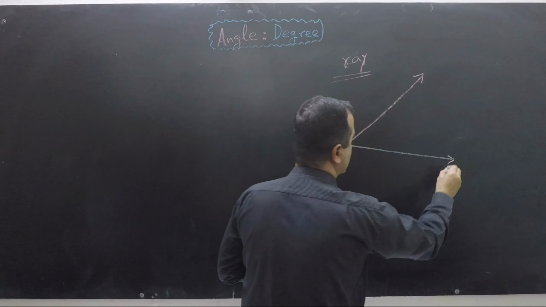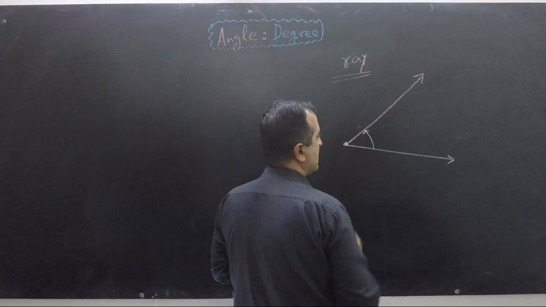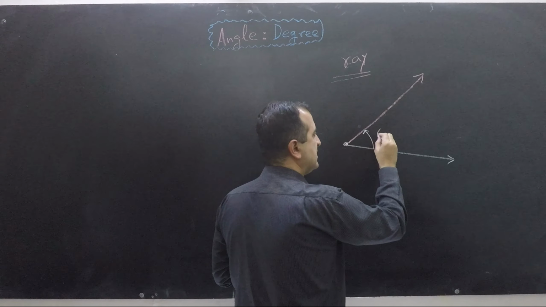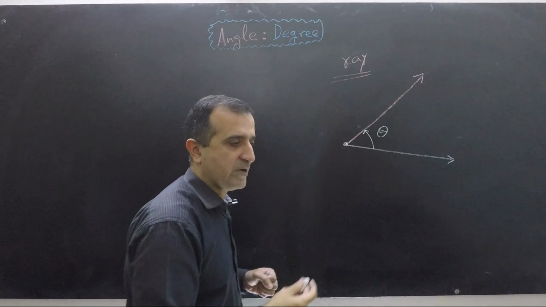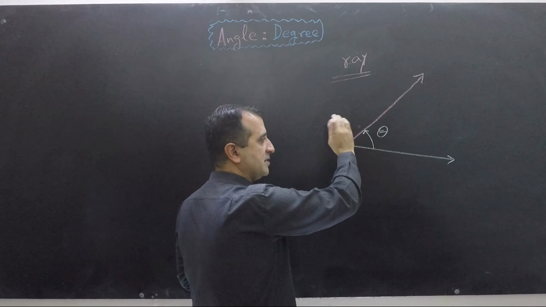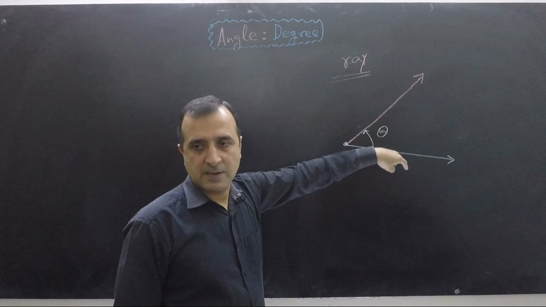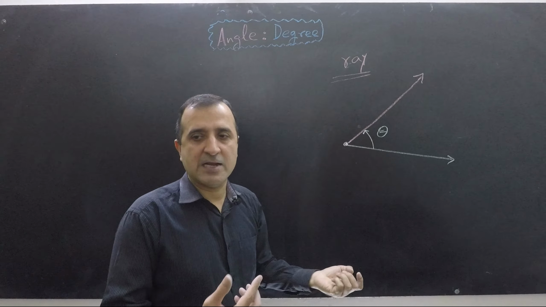So an angle is something which is between these two rays, and if we measure the angle in the anti-clockwise direction, that means counterclockwise direction, then the angle is positive. Let's say the angle is theta. Theta is a Greek letter, so don't worry about it. Then we can say theta is positive because we are going in the anti-clockwise direction. And when we measure our angle in the clockwise direction, then theta is negative. Then we say our angle is negative.